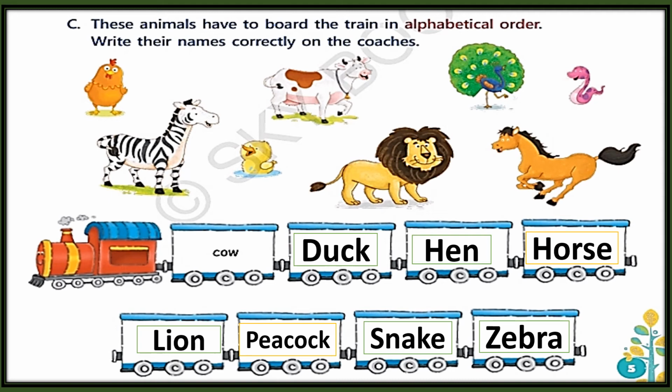Okay, so let's start. First one is done for you, cow. The second will be duck. Next will be hen, horse. Now both the first letters of hen and horse are same. So what we will do, we'll see the second letter and then arrange it in alphabetic order. Okay, next one is lion, peacock, snake, and the last will be zebra.